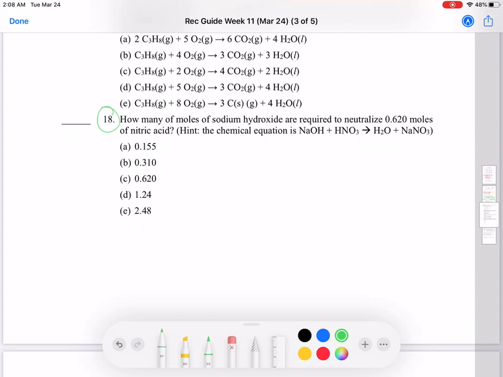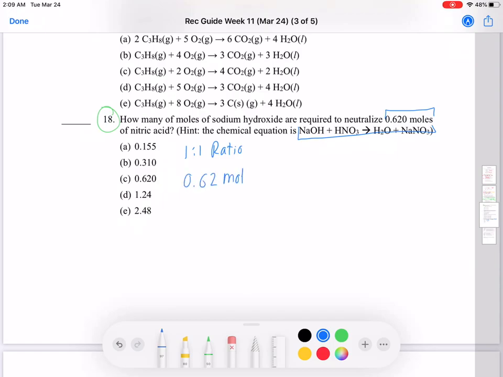So, very briefly, in this case, they are just asking you to determine how many moles of sodium hydroxide are required to neutralize 0.62 moles of nitric acid. And they are showing you here the balanced equation already, so you don't have to balance anything. You just have to once again take a look at the ratio, which in this case is a 1-to-1 ratio. So this is going to be easy for you to see, because you already have 0.62 moles of nitric acid, and they are asking you for the moles of sodium hydroxide.